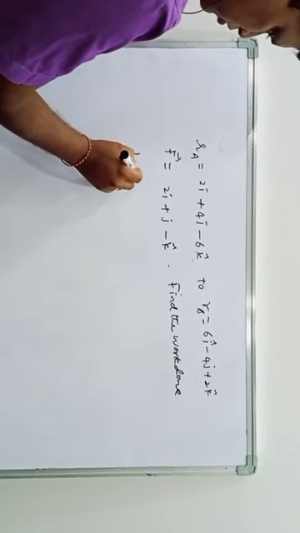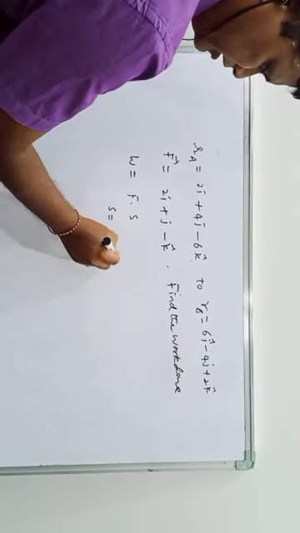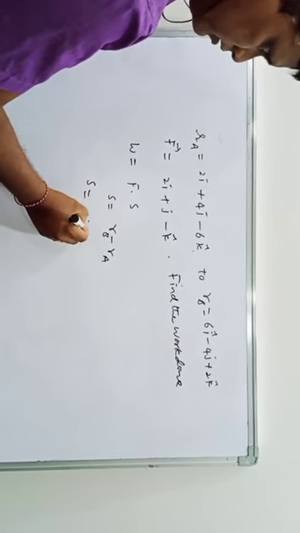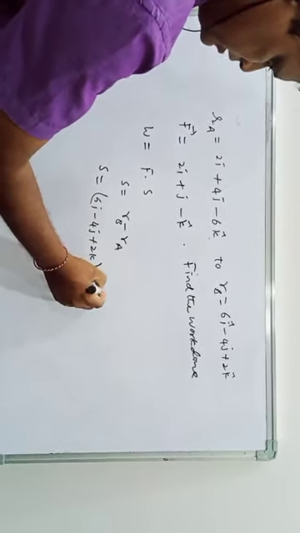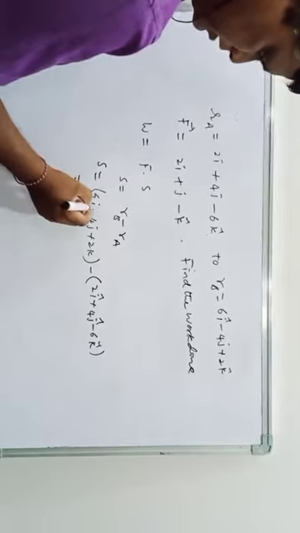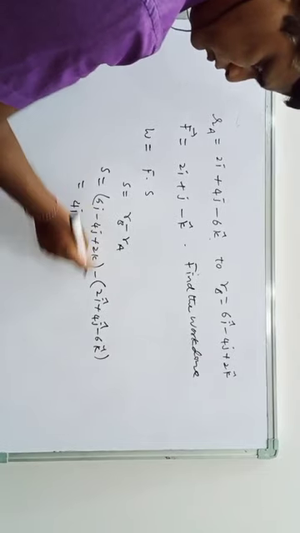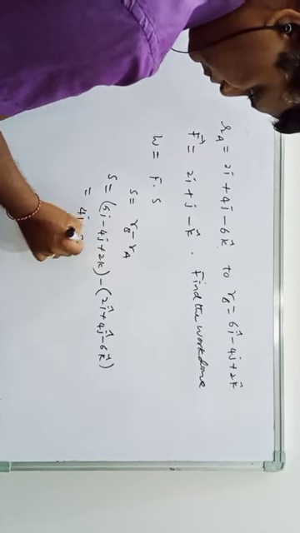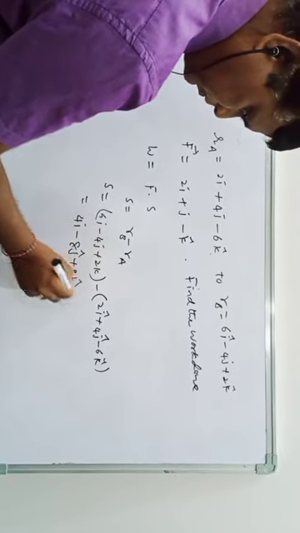You know that W = F dot S, but S = r_B - r_A. Here S = r_B (6i - 4j + 2k) minus r_A (2i + 4j - 6k). So S = 6i - 2i = 4i, then -4j - 4j = -8j, and 2k + 6k = 8k.